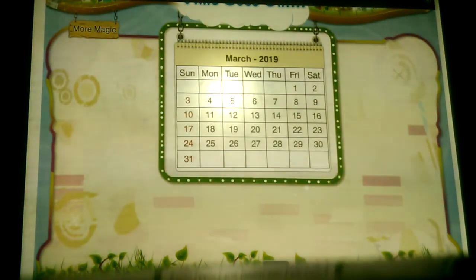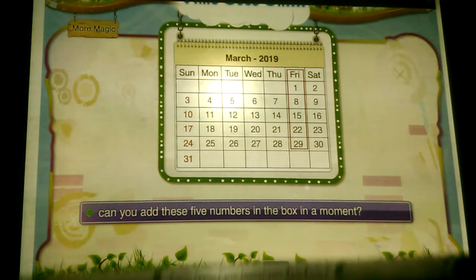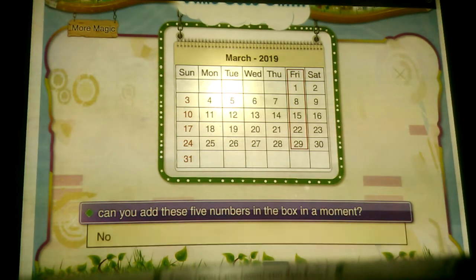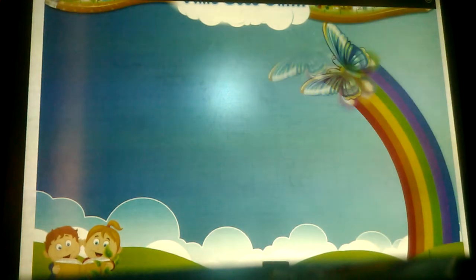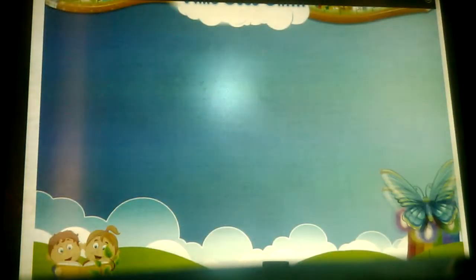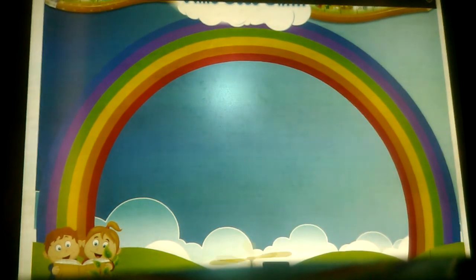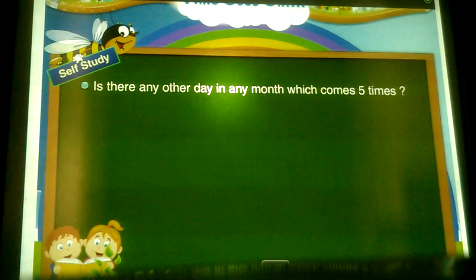More magic. Look at the calendar of March 2019. Can you add these 5 numbers in the box in a moment? You will say, oh no, that will take some time. Complete the calendar. Is there any other day in any month which counts 5 times?